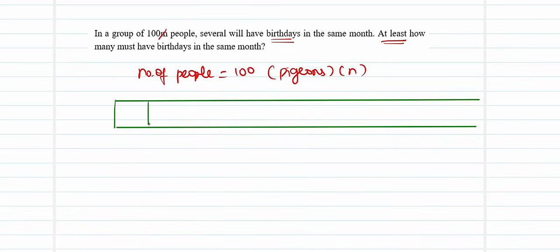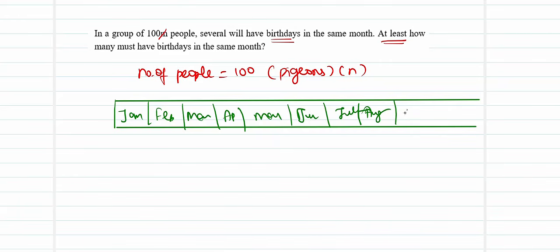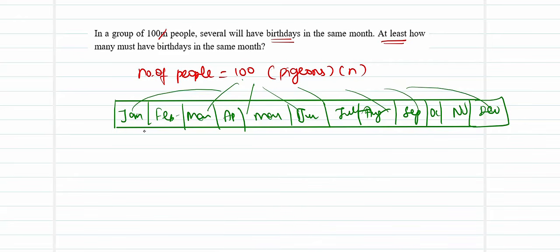So we will divide it equally as Jan, Feb, March, April, May, June, July, August, September, October, November and December. So we have to fill these 100 people according to their birth dates into the corresponding months. We will have to allocate how many of them are going to have birthdays in November, how many in Jan and so on.